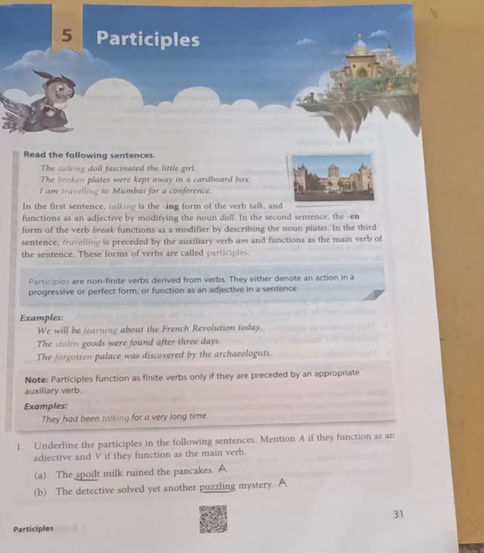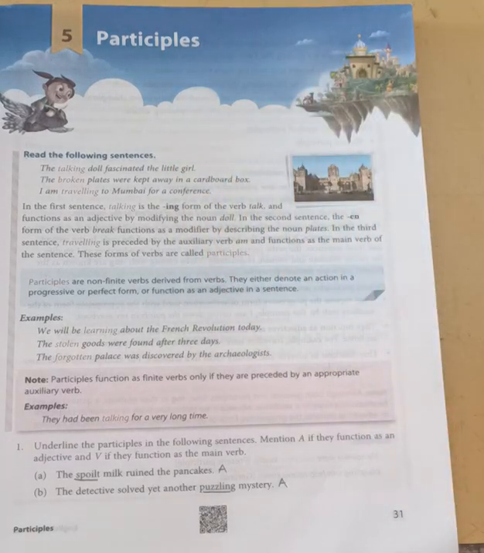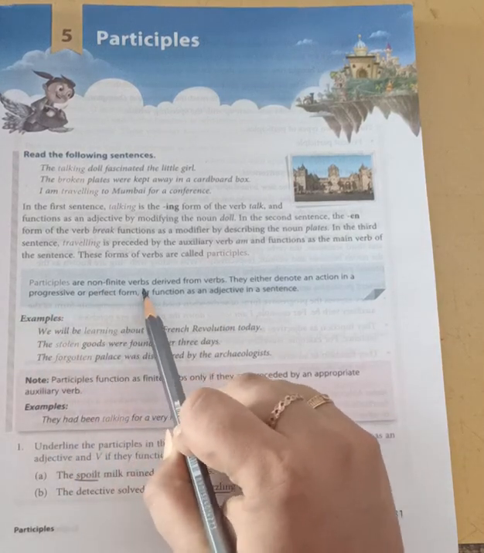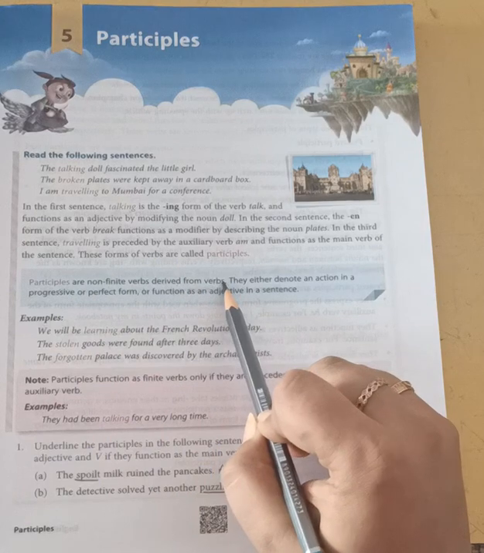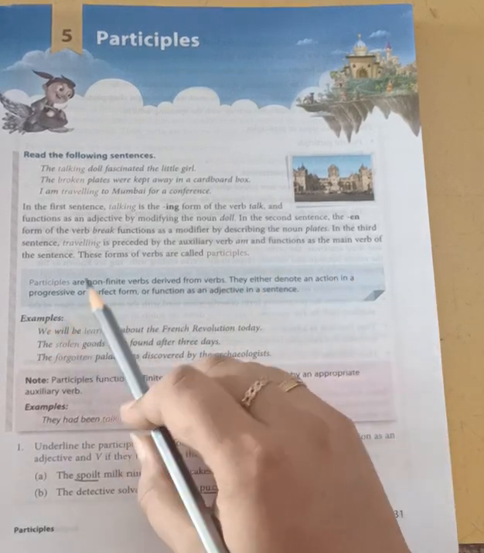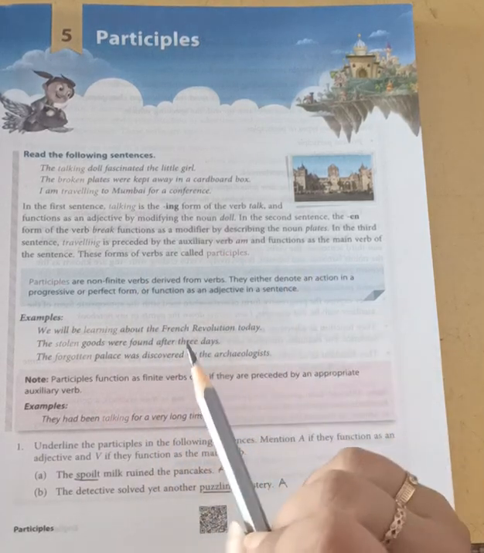Hello students, today we are going to start lesson number 5, that is participles. Now let us understand what are participles. Participles are non-finite verbs derived from verbs. They either denote an action in a progressive or perfect form or function as an adjective in the sentence.